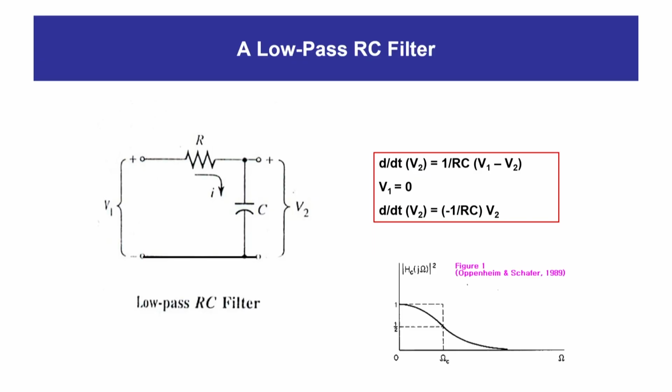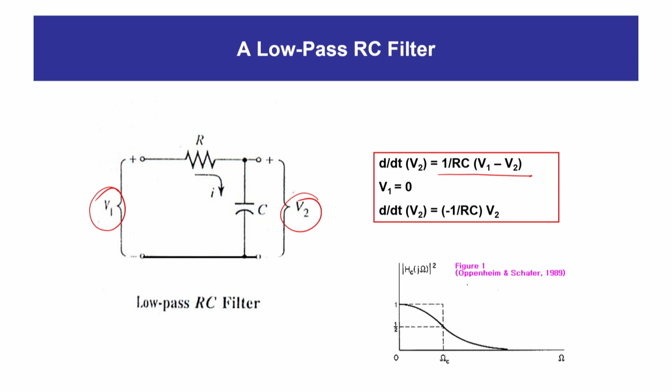Now, you would see that a low pass RC filter would also behave in much the same way. If V1 is the input and V2 is the output, you would see that d/dt of V2 will be 1 over RC times (V1 minus V2). So, it is also a first order relationship like the leaky tank.